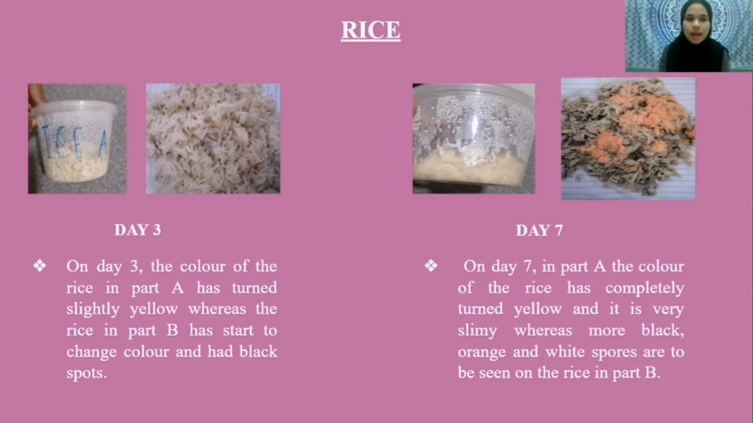As we can see here, there are differences between group A and group B on day 3 and day 7. On day 3, the color of the rice in part A has turned slightly yellow, whereas the rice in part B has started to change color and had black spots. On day 7, the color of the rice has completely turned yellow in part A and it is very slimy, whereas more black, orange, and white spots are to be seen on the rice in part B.